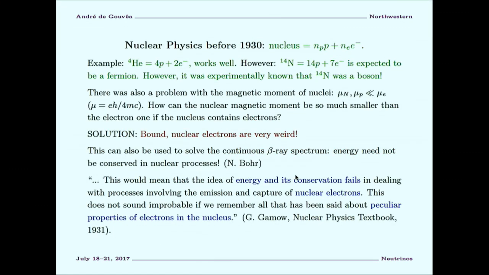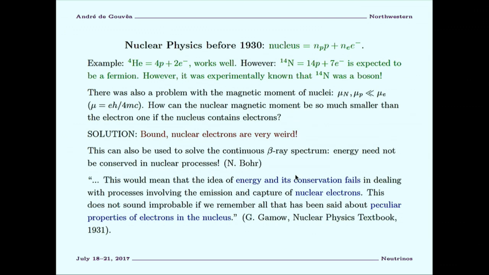So let me make a brief pause to tell you of what was going on, say, in the 1920s as far as understanding nuclear physics. So first of all, let me remind you that nuclei were discovered, and we had this quote-unquote planetary model for atoms, which is very successful. So now the next job was to figure out how nuclei are formed.